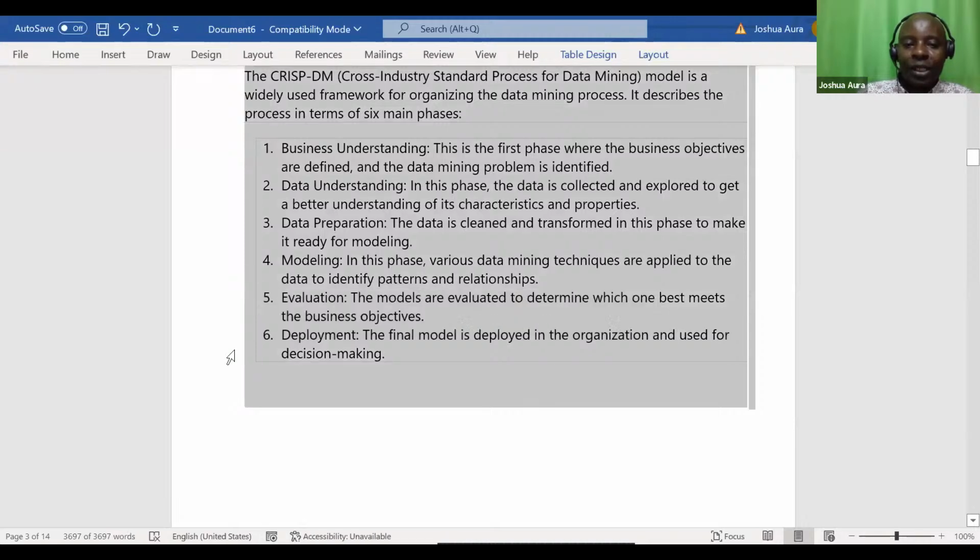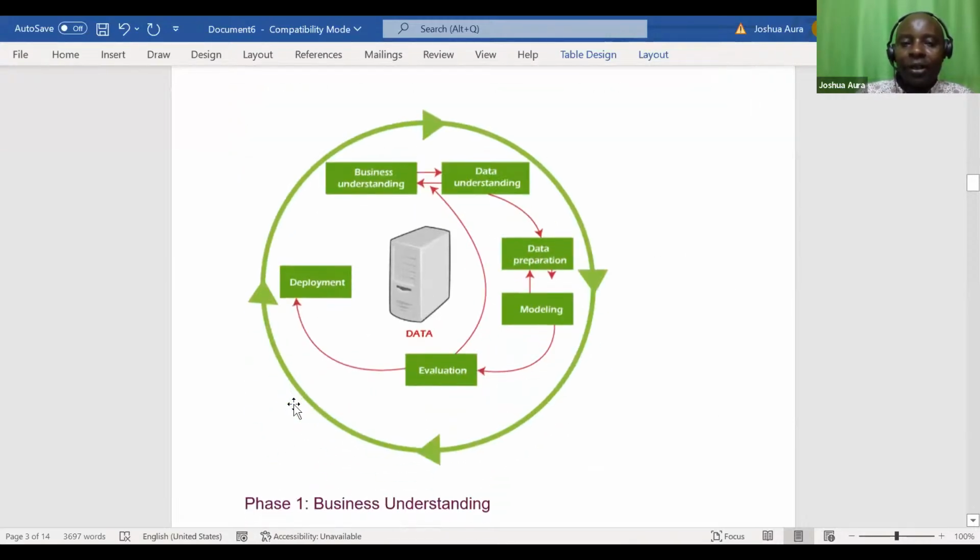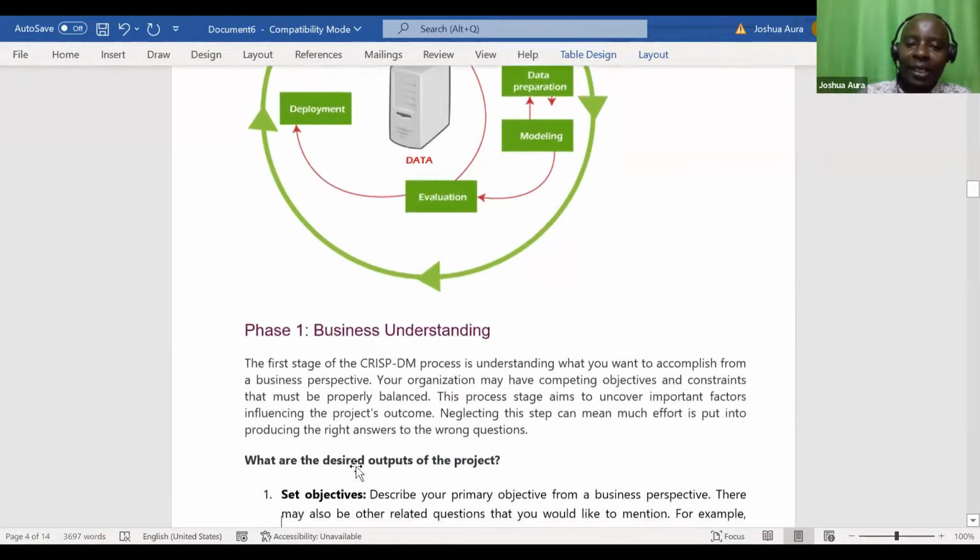Now, ladies and gentlemen, I would want to come back to my paper now. So now I would want us to go through each of these components of the CRISP model one at a time. We have business understanding, data understanding, data preparation, modeling, evaluation, and deployment. Phase number 1 is about business understanding.